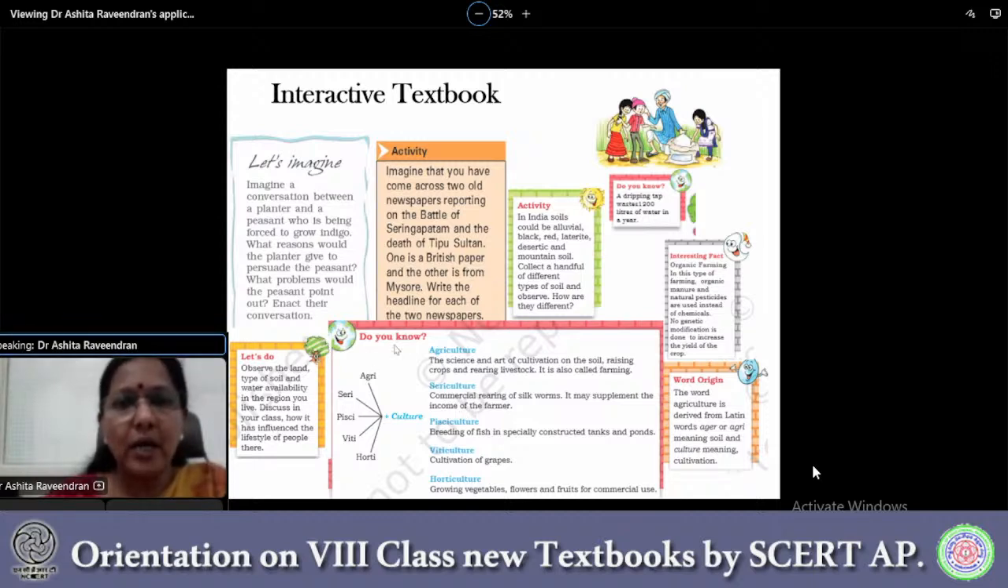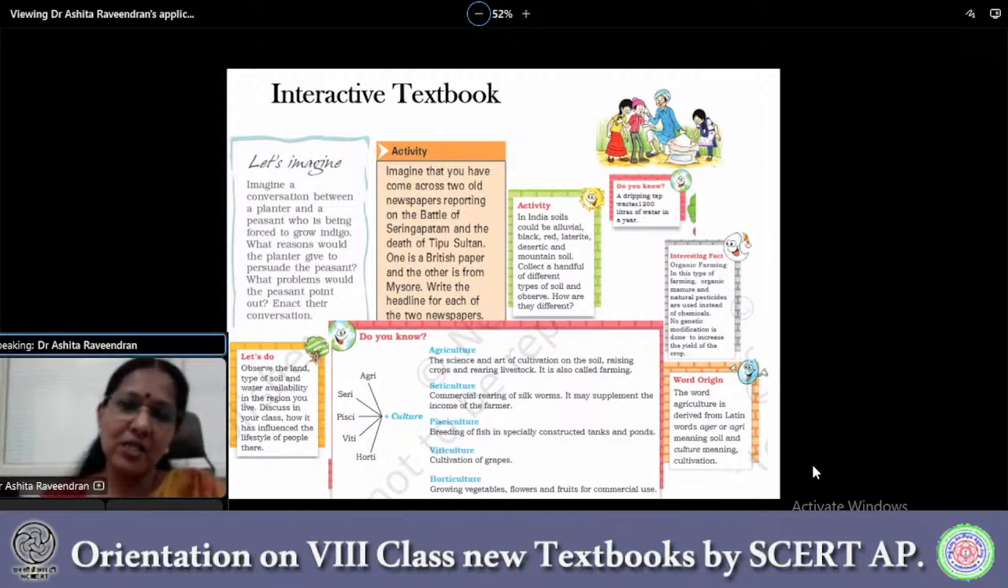There is another activity which says: imagine that you have come across two old newspapers, both from the time of the death of Tipu Sultan. One has been written by a British paper, and the other is from Mysore, from the Indian perspective. The newspaper is reporting the death of Tipu Sultan. How would it be different? So they are going to imagine.